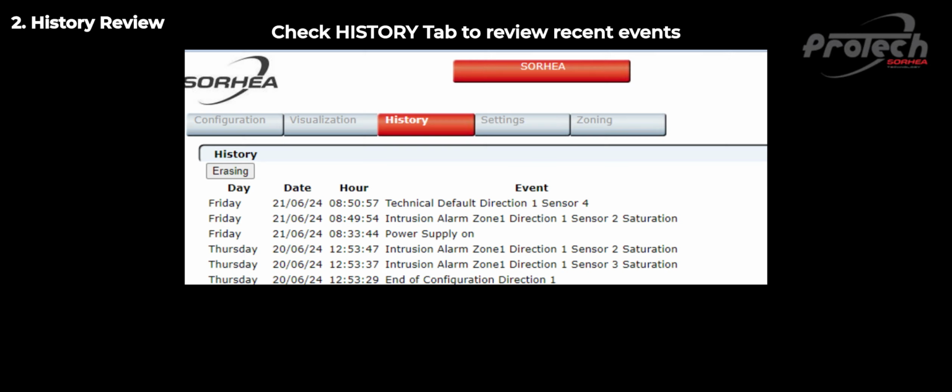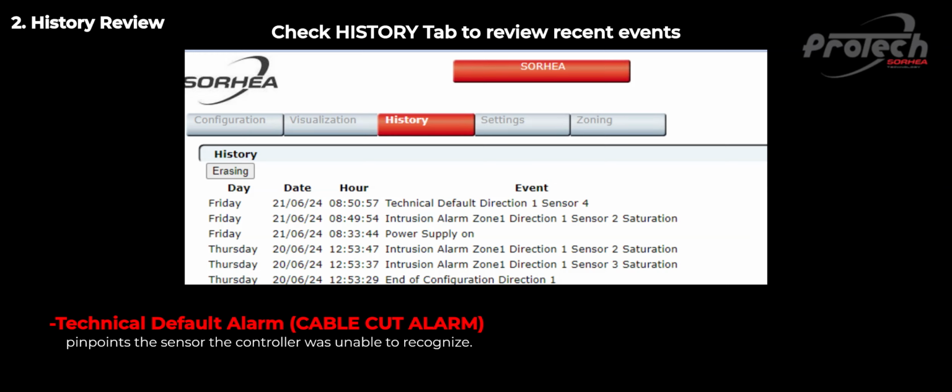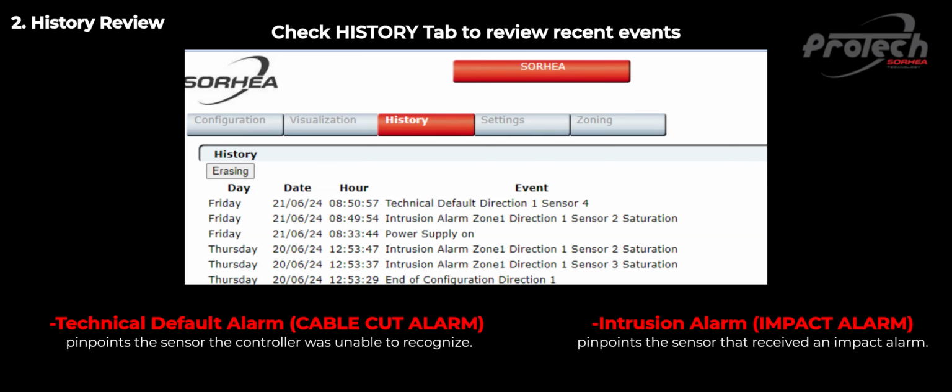History Review. When troubleshooting the G-Fence, check the History tab to review alarms. A technical default alarm pinpoints the sensor the controller was unable to recognize. The first entry shows a technical default alarm on direction 1 sensor 4. An intrusion alarm pinpoints the sensor that was impacted. If you look at the second entry, there was an intrusion alarm on direction 1 sensor 2.